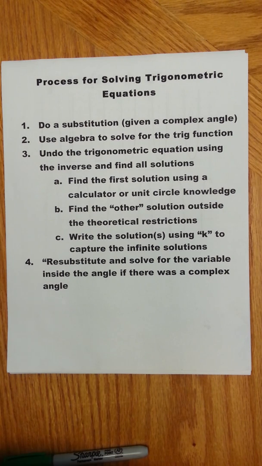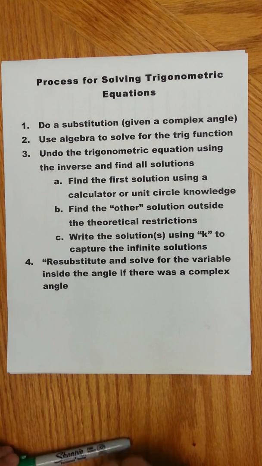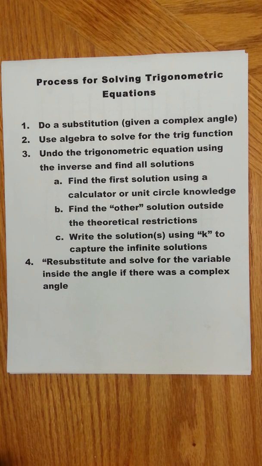Then I undo the trigonometric function with an inverse trig function. I let the calculator find the first solution for me. Then I use my knowledge of the unit circle and I find the other solution. And then I write all solutions, the infinite solutions, using k as an integer to capture the infinite solutions. And finally I resubstitute, if I substituted in step one, and I solve for the specific variable.